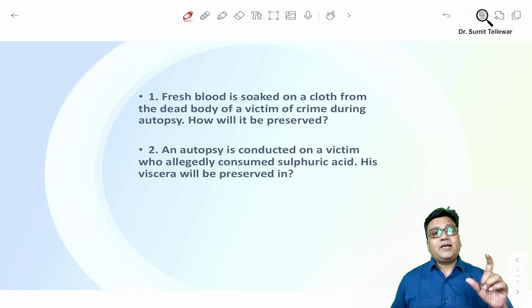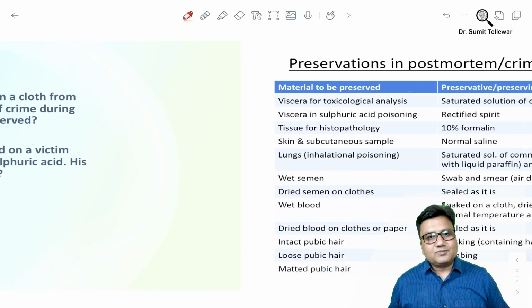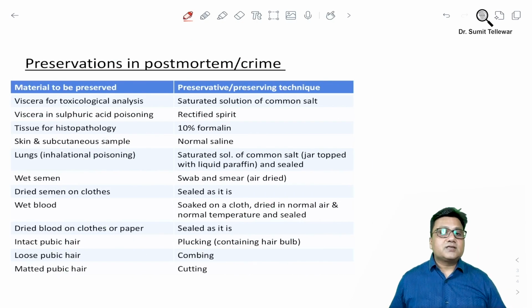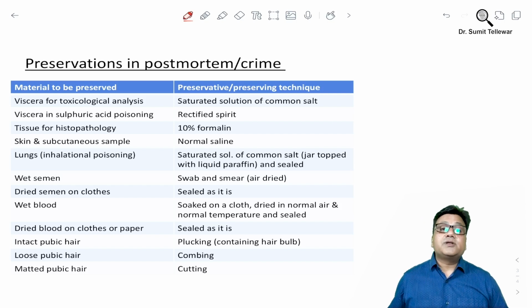So let's quickly have the note of all the important preservations, right? So this table gives us materials to be preserved and what are the preservatives which are either added to the material or what are important preserving techniques that we need to use. So let's see the first one. The first one is viscera for toxicological analysis. Very commonly asked.